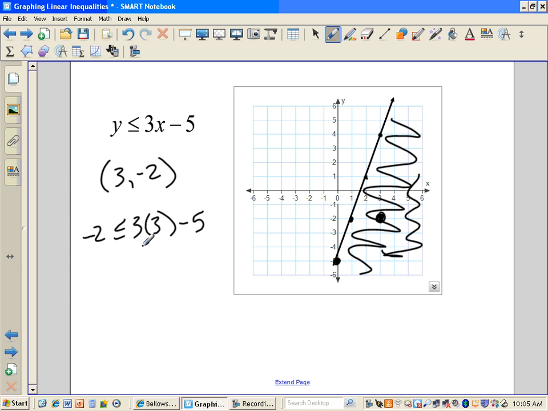and negative 2 for the y, is negative 2 less than this? Well, I think so, because if I do 3 times 3 is 9, subtract 5, negative 2 is less than or equal to 4. 9 minus 5 is 4. So that's a way to check as well that you're shading in the correct area.